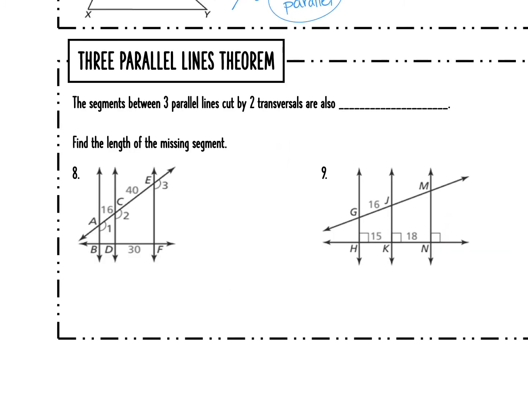All right, for the last section, 3 parallel lines theorem. This is actually very similar to the section before it. The picture just looks a little bit different. As you can tell, it's lines instead of triangles. So it says the segments between 3 parallel lines cut by transversals are also proportional. So let's go ahead and look at one of them.